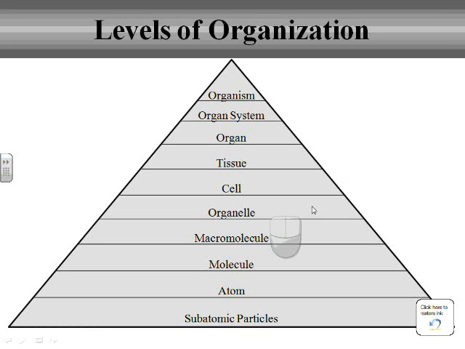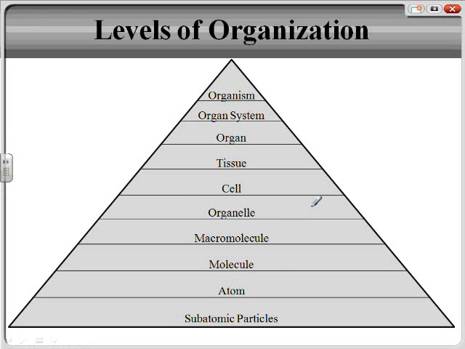So, this particular diagram should be relatively familiar to most of you. The idea of what different things make up the next level. I'm guessing that this top portion is the most familiar. The idea that cells make up tissues, tissues make up organs, organs make up systems, and systems are what make up the organism.